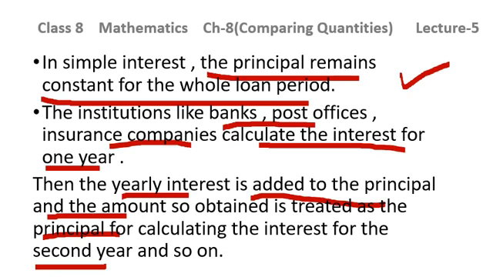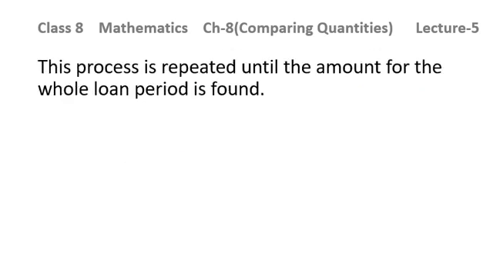But in the practical scenario, institutions like banks, post offices and insurance companies do not calculate the interest like this. What do they do? They calculate the interest for 1 year, then the yearly interest is added to the principal, and the amount so obtained is treated as the principal for the next year and so on. This will be more clear to you with the help of an example. Let us see. This process is repeated until the whole loan period is covered.